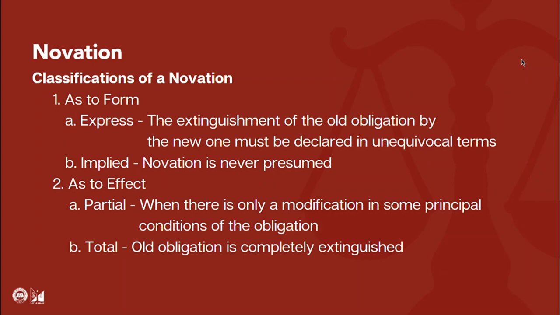It has two classifications, the first one as to form. Express, where the extinguishment of the old obligation by the new one must be declared in unequivocal terms, and implied, where the novation is not expressly declared. Second classification is the effect. We have partial, when there is only a modification in some principal conditions of the obligation, and total, where the old obligation is completely extinguished.